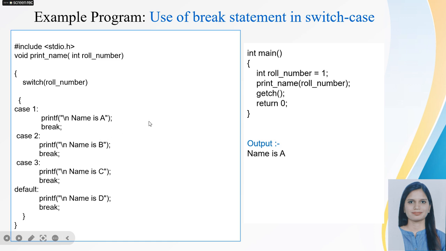Example program to show the use of the break statement in switch case. It has #include <stdio.h>, the header file, and the switch provides multiple cases: case 1, case 2, case 3, default. In the int main function, int roll number, initialization with value 1, print the roll number, and it returns 0. The output displays: name is A.